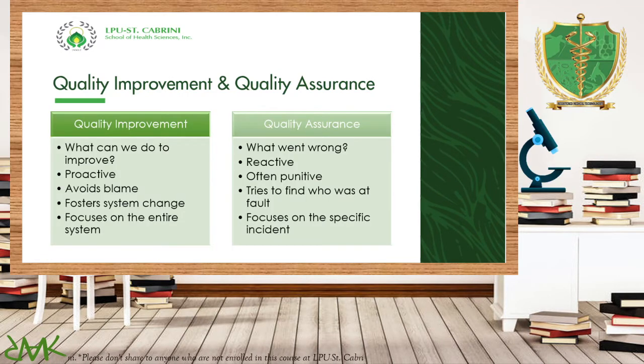There are definitions, words that will help us identify the difference between quality improvement and quality assurance. Quality improvement deals with the question, what can we do to improve? From the word itself, improve, the performance or the services that you are doing may already be in a state of quality, but there are still rooms for improvement. There are things that we can still do so that our processes or procedures can be improved.